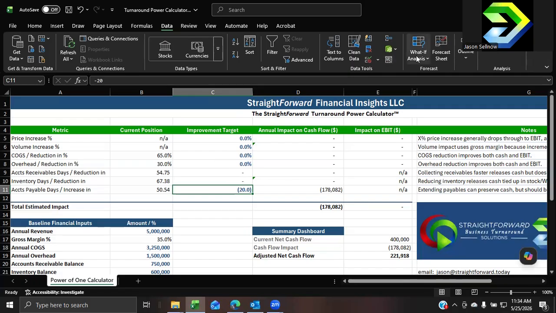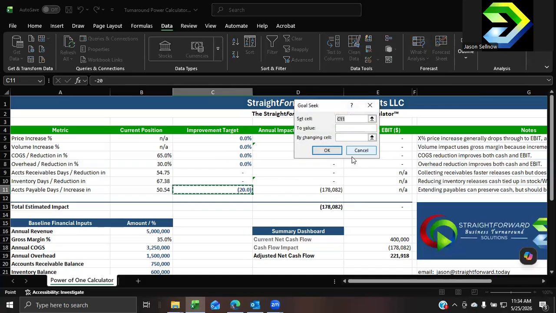Now, one of the things I want to show you is Excel has this nifty tool under data and what if analysis. It's called goal seek. Well, this column here, D, all totals to sums all of these 7 levers. Let's set this particular cell to 0 by changing receivables.